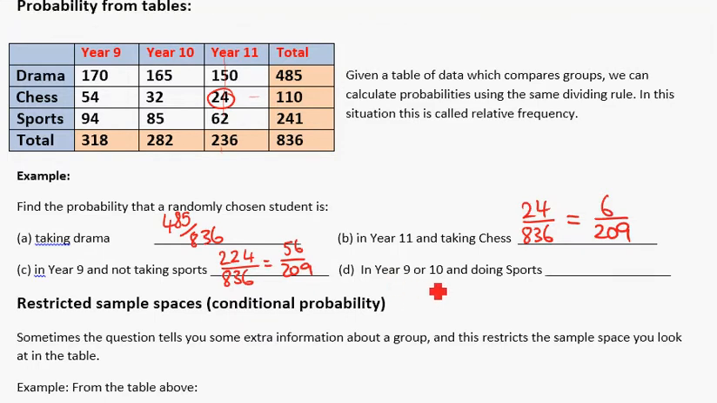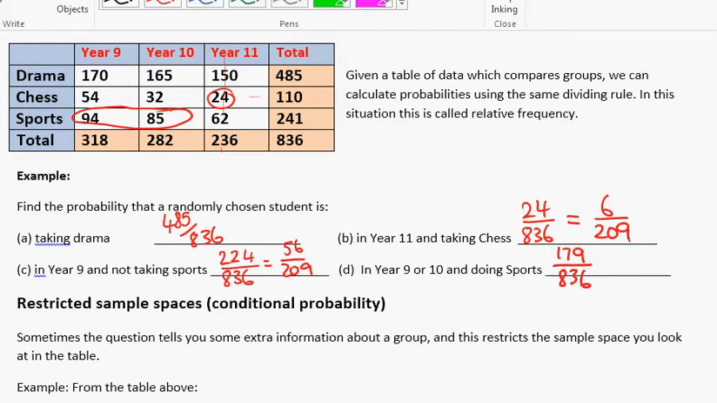Right, next one. What's the probability they're in year 9 or 10 and doing sport? In year 9 or 10 doing sport. So that's those students there. They're in 9 or 10 and they're definitely doing sport. So adding those together, out of the 836 students, trying to simplify that, doesn't happen.